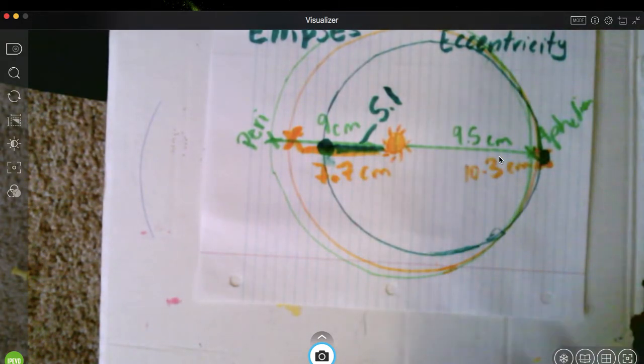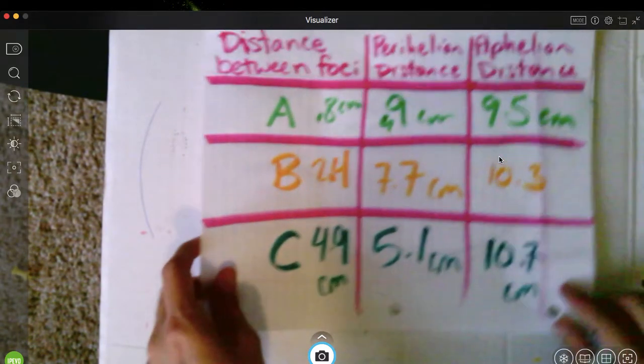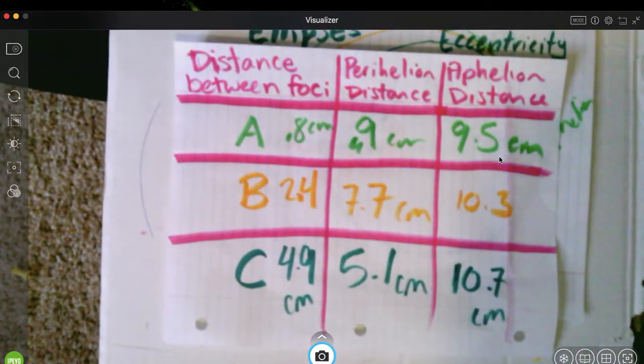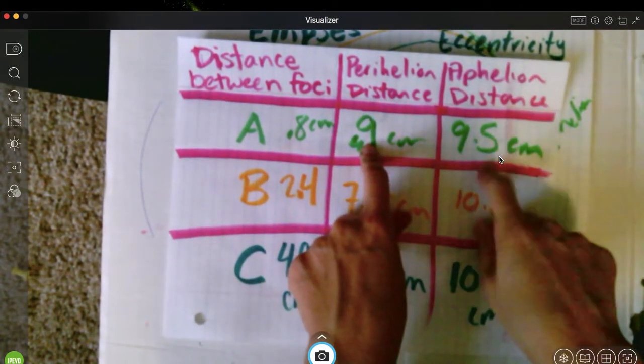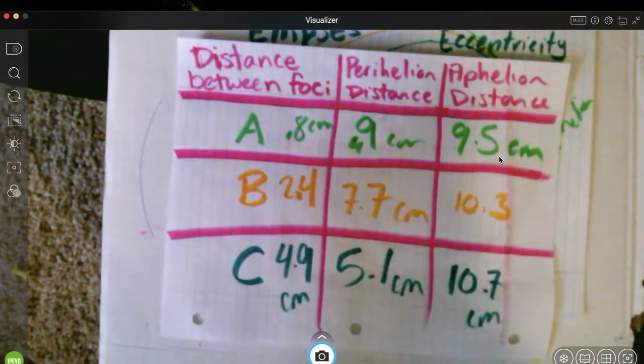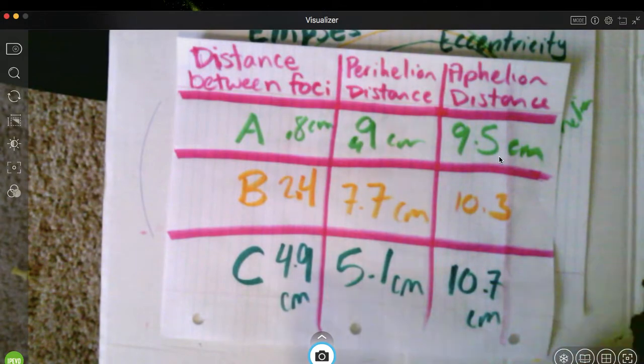So as these distances between the foci increase, the difference between the distance from perihelion and distance at aphelion get bigger and bigger. All right? So keep that in mind. All right? So the first law is basically saying a planet is not always the same distance from the sun. Okay? Sometimes we are closer and sometimes we're a lot further away. It just depends on the eccentricity. If you have a really high eccentricity, those distances can vary greatly.